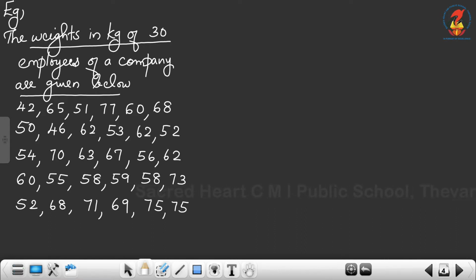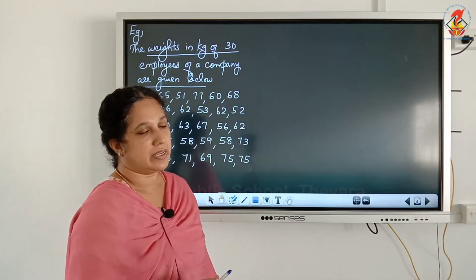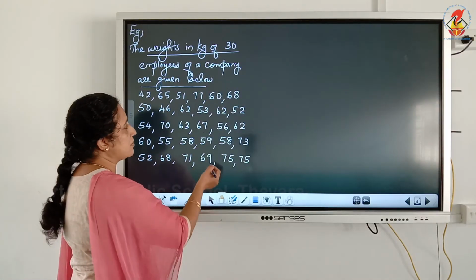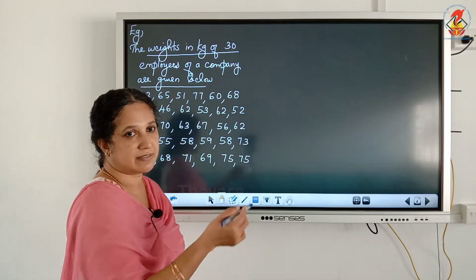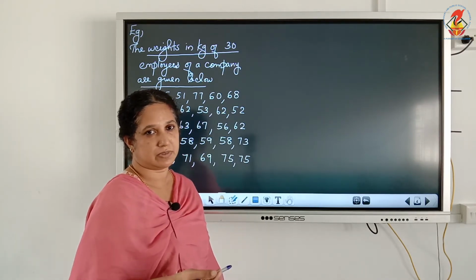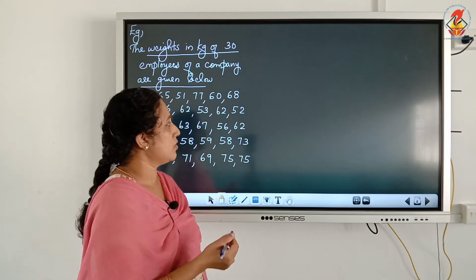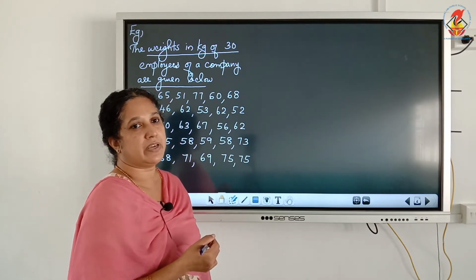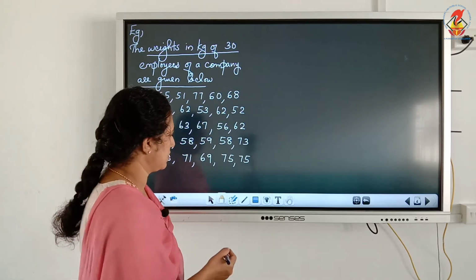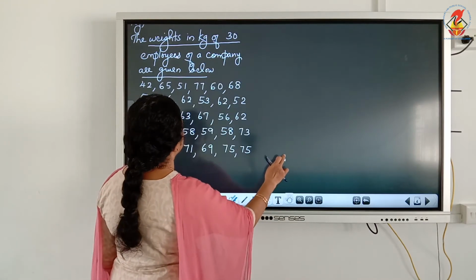This is unorganized data, we have to organize the data. Now, if you write down the observations one by one, the table would be too long. So it will be very difficult. So what we have to do is make groups.